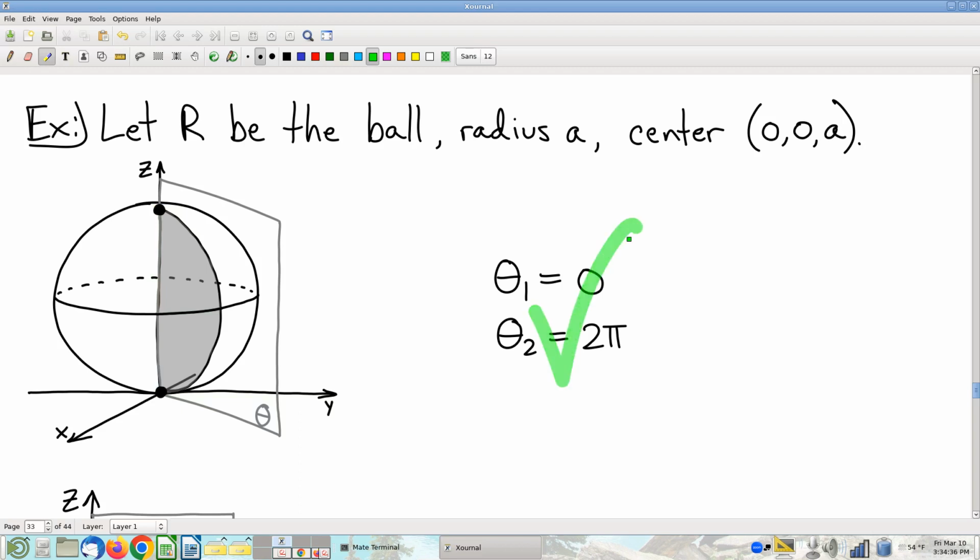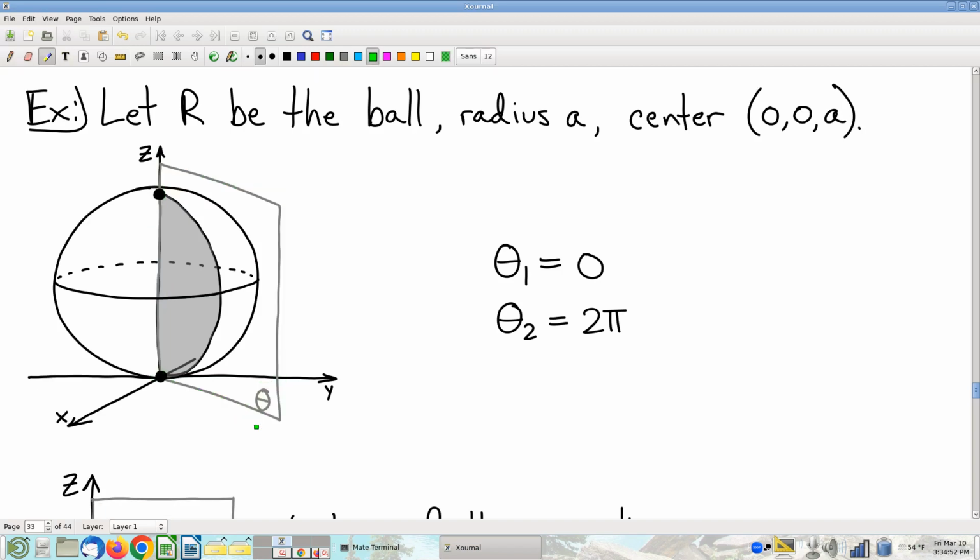Yeah, go ahead. So just to be clear, these are theta slices? These are theta slices, that's right. Fixed values of theta, constant values of theta look like this. That's right. Just like in cylindrical coordinates. Yeah. All right.